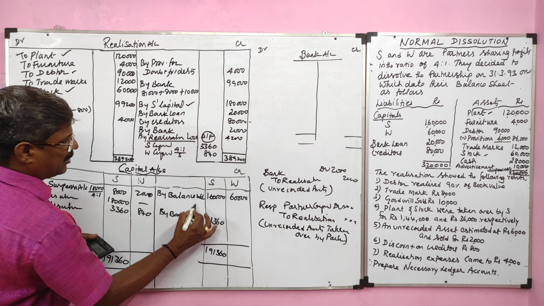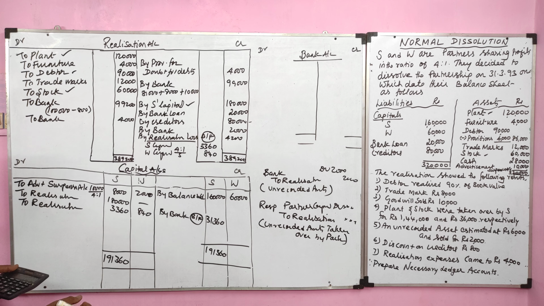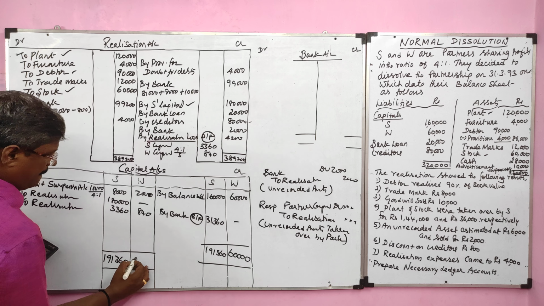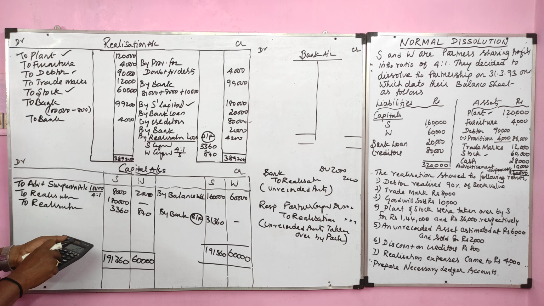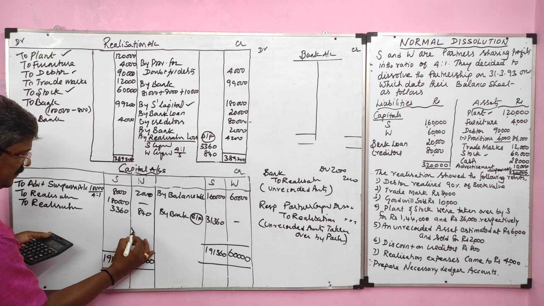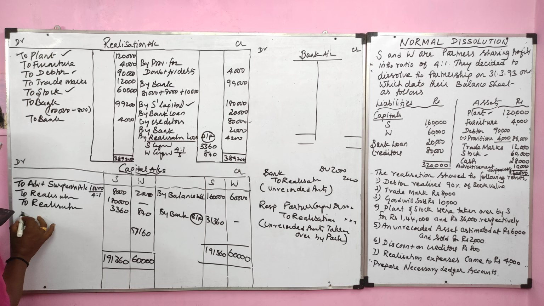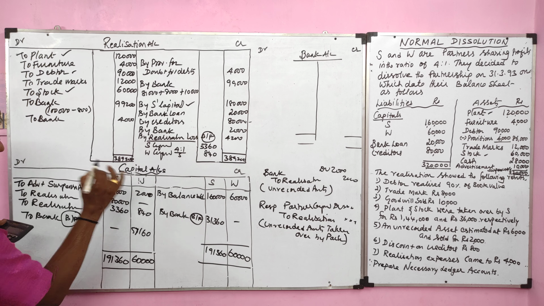The entry is bank account debit to S capital. Then move to the W capital. W capital credit side value is heavier than debit side. So out of 60,000, suspense account 2,000, then realization loss 840 should be deducted. So balance 57,160 is payable to W. This is the excess amount available for W. It should be paid to W.